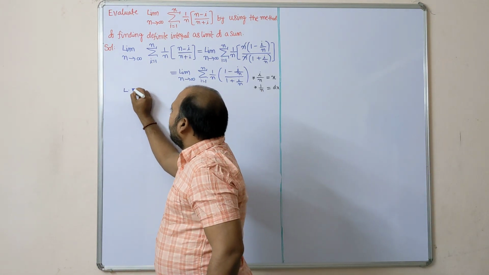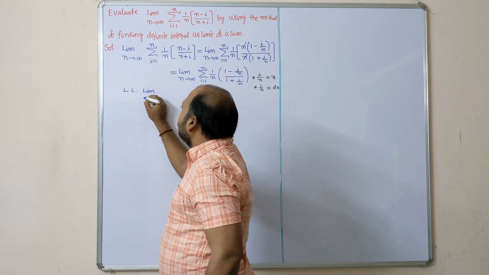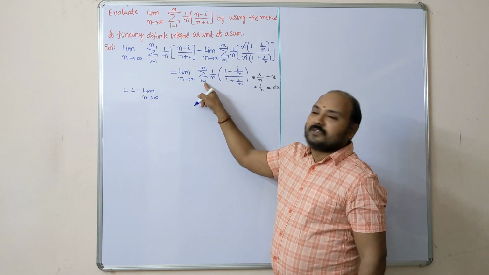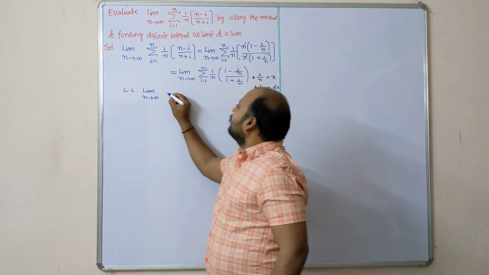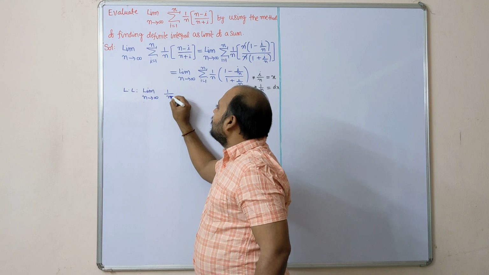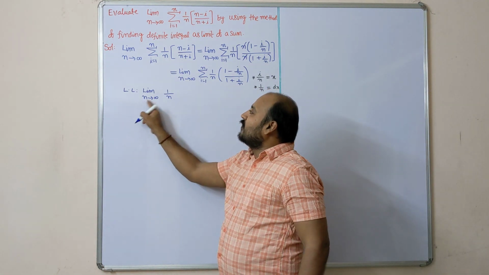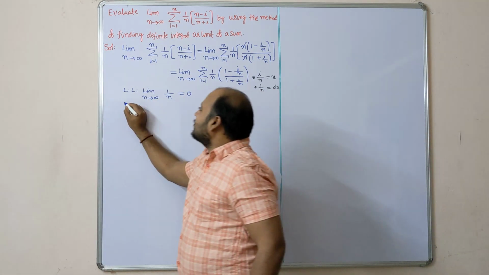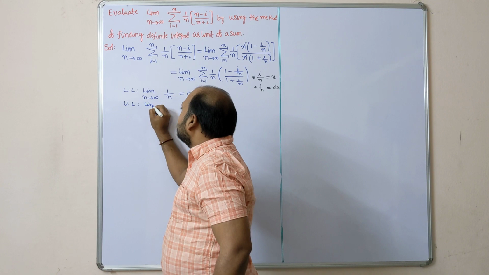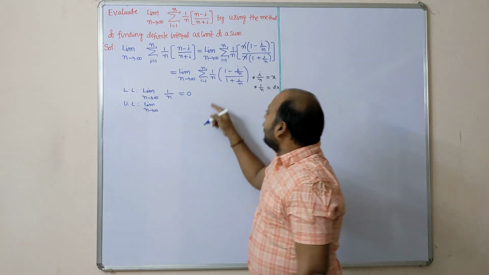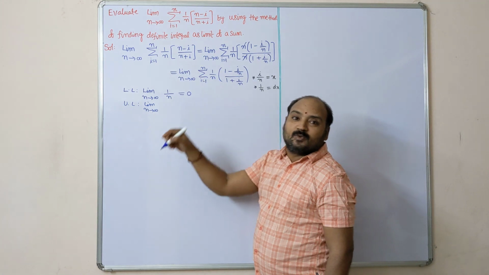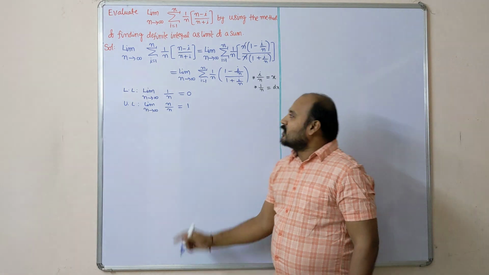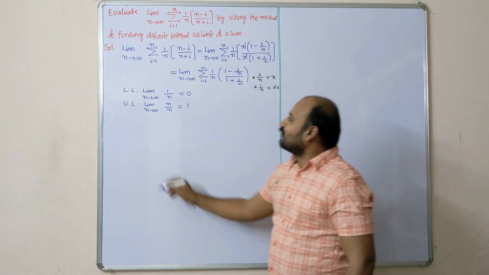So here the lower limit. Limit n tends to infinity, for the starting value, the initial value of i. Initial value of i is what? 1 by total values n. Limit n tends to infinity, 1 by n value is what? 0. So the lower limit will be 0. Next, the upper limit. Limit n tends to infinity, the final value of i. Final value of i is what? n by total values n. So n by n means what? 1. So the lower limit and upper limit, we got it now.